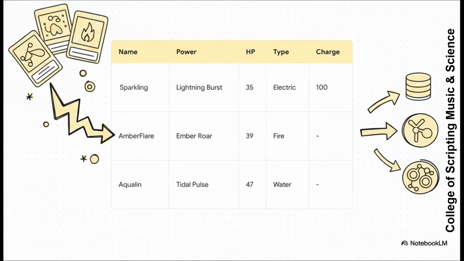I mean, just look at this. It's just a table of facts. We've got a list of creatures, their names, their power levels, and notice there that Sparkling has that special charge property. But right now, this is just text. It's like a bunch of trading cards sitting on a table. They're interesting to look at, but they can't actually do anything.